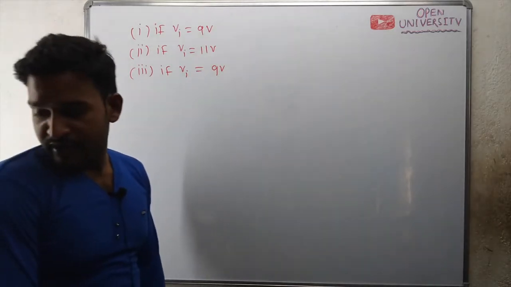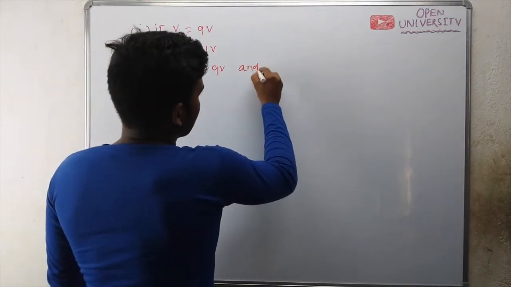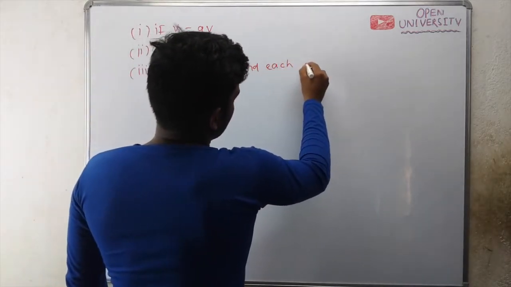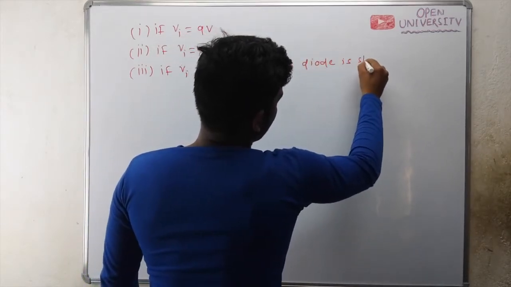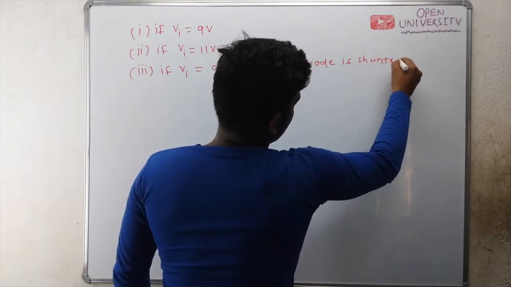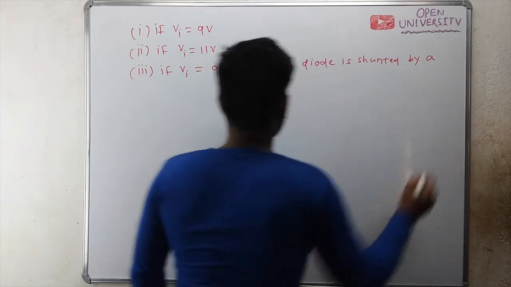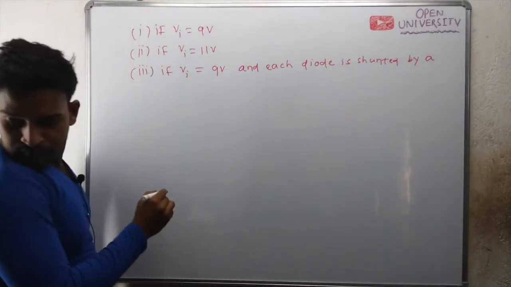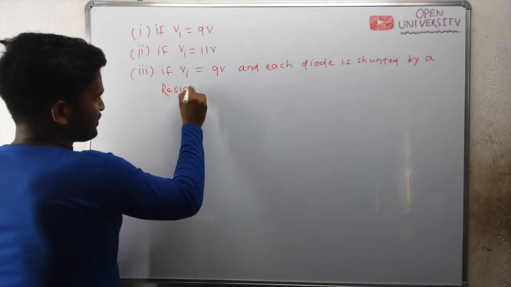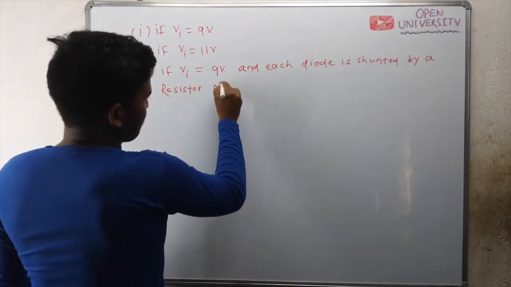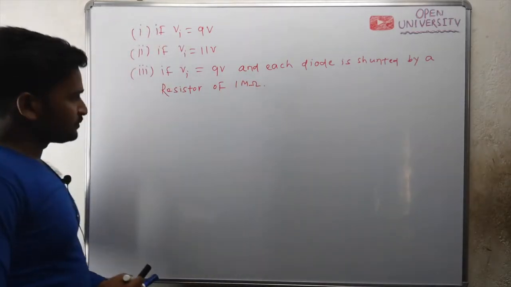and each diode is shunted by a resistor of 1 mega ohm.